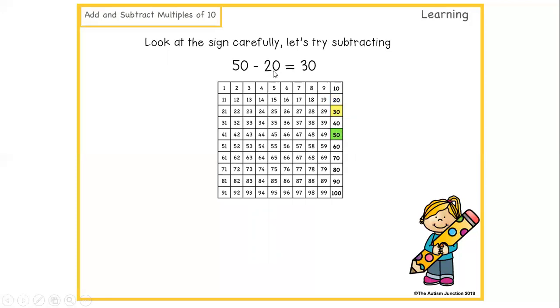50, take away 2 10's equals 1, 2, 30. 80, take away 30 or 3 10's gives us 1, 2, 3, 50.